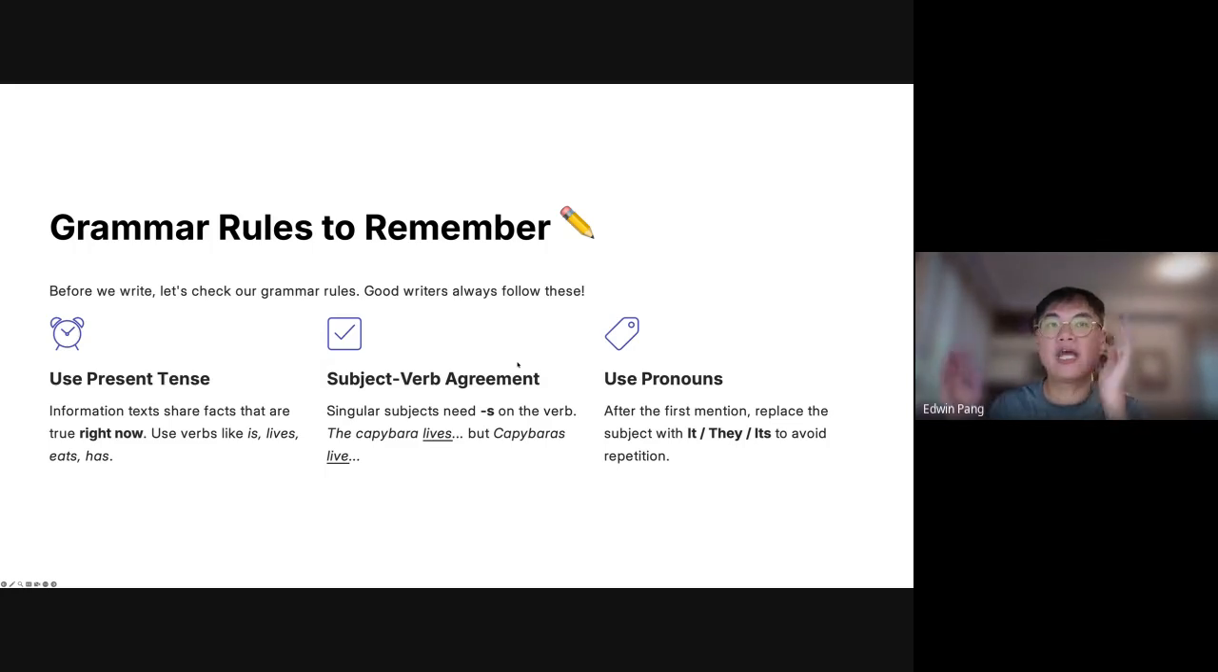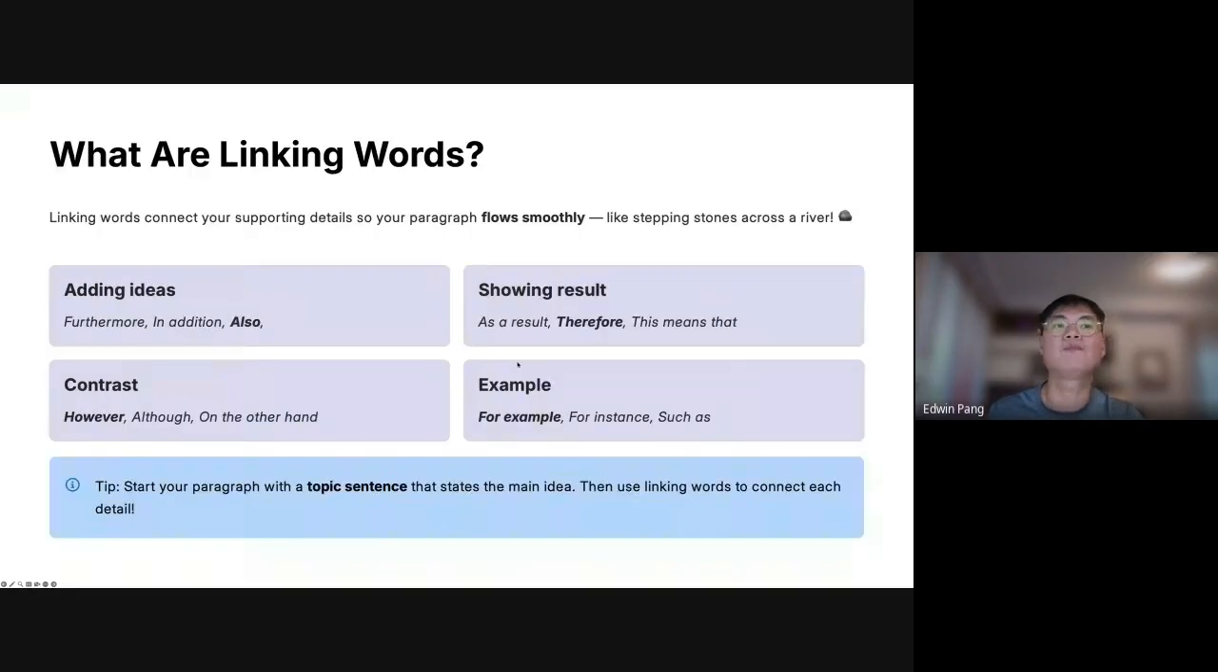Every sentence, check: if the subject is one, the verb must have an S. If the subject is many, the verb cannot have an S. Just check that. And of course, replace capybaras with pronouns so that you don't keep using capybara, capybara, capybara, or spice bush swallowtail, spice bush swallowtail. It's very long, okay?